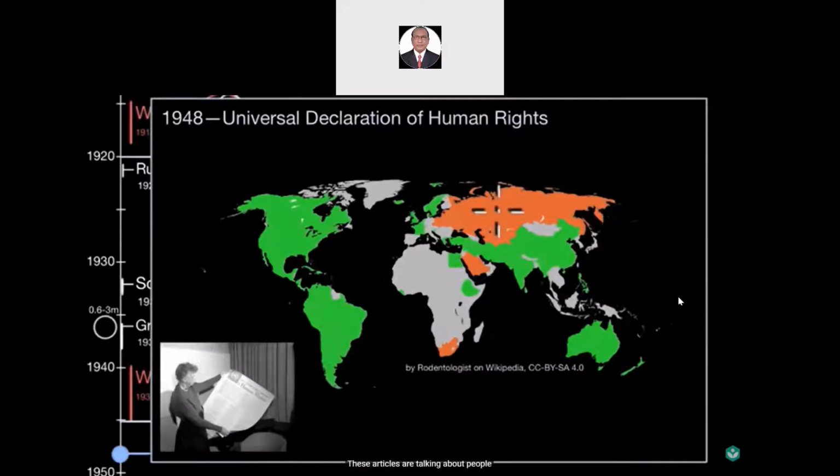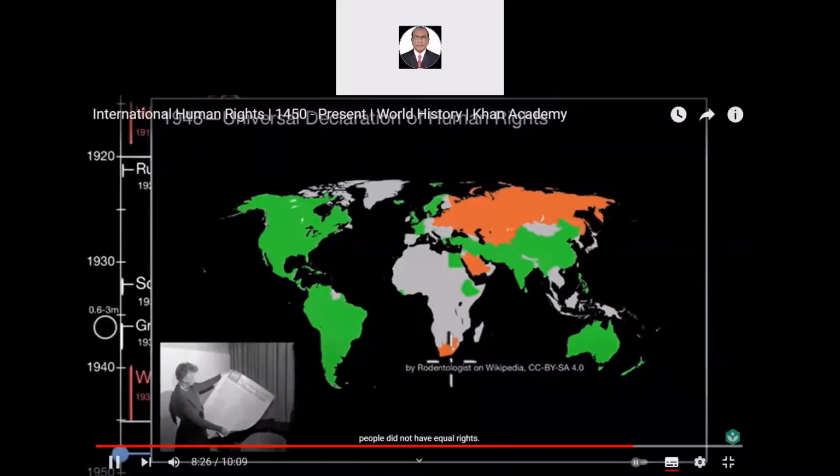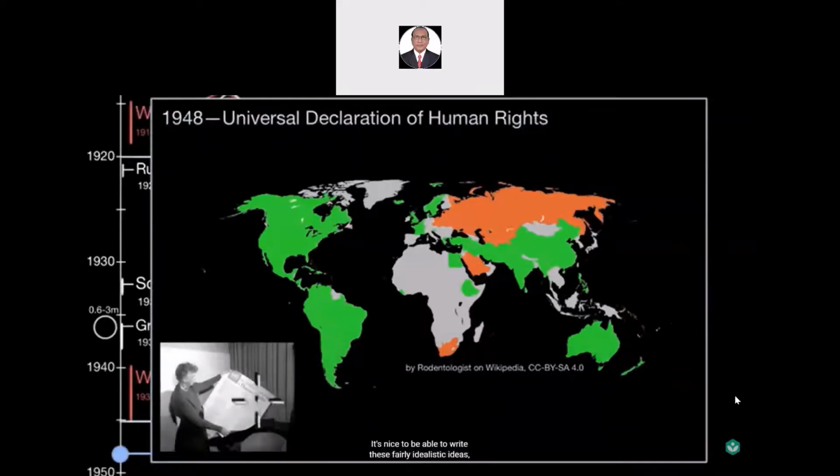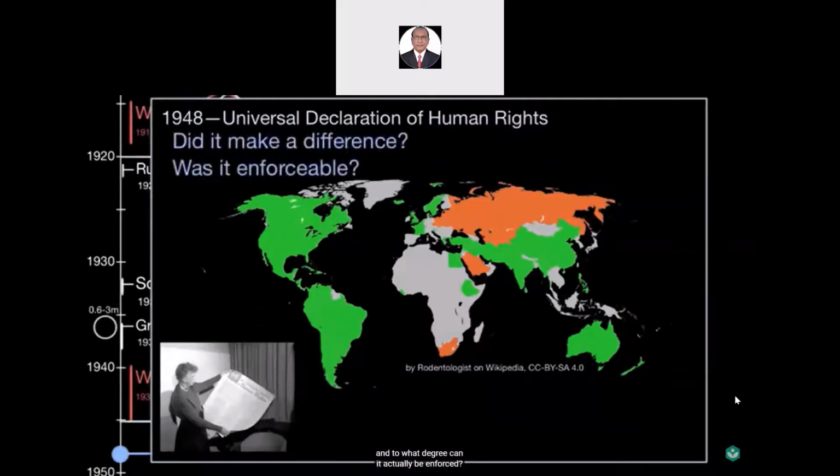These articles are talking about people having the right to participate in a democracy, the right to be equal, that all people are equal. And in many of these countries, people did not have equal rights. You had severe discrimination in places like South Africa. In many of these countries, you did not have a democracy. But there's a broader question here. It's nice to be able to write these fairly idealistic ideas, but to what degree does it have an effect? And to what degree can it actually be enforced?